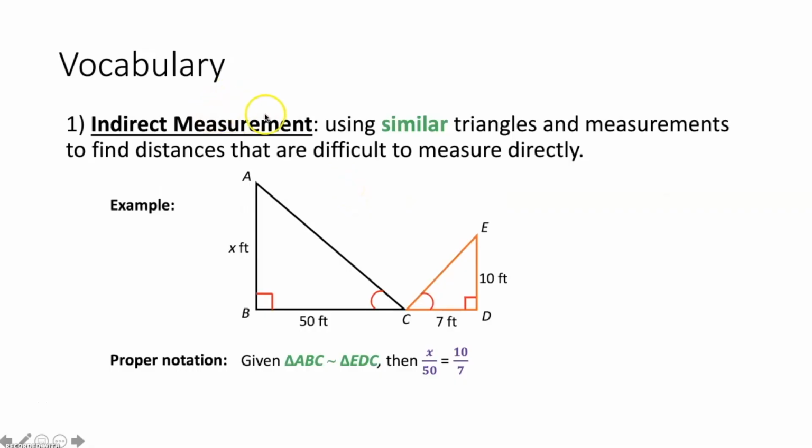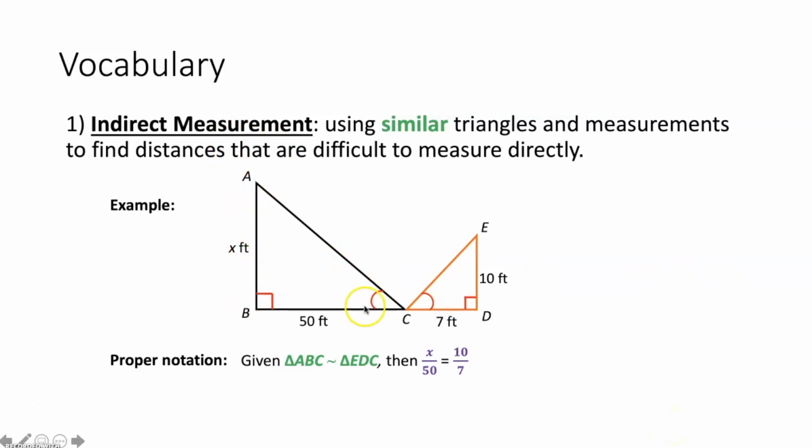First thing we're talking about is indirect measurement. That's using similar triangles and measurements to find distances that are difficult to measure directly. So some things in real life you can measure with a tape measure, and some things you can't, like a tree or a building. And what you can do is use similar triangles in order to figure out the height of objects that are hard to measure directly with a tape measure or a ruler.